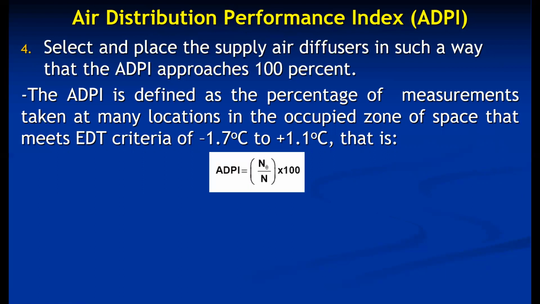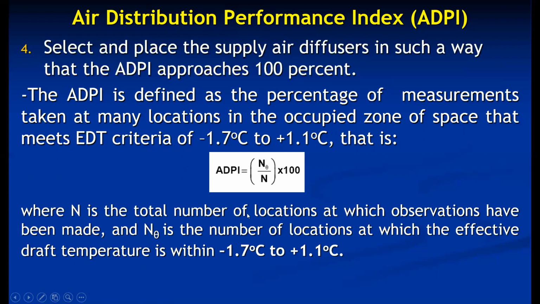The formula of ADPI is the number of locations that meet the EDT criteria divided by the number of measurements, multiplied by 100. Here n is the number of locations at which observations have been made, and n theta is the number of locations at which the effective draft temperature is within minus 1.7 to plus 1.1 degrees Celsius. Ideally, the ADPI should approach 100%. Above 80% ADPI is an indication of a good air distribution system.